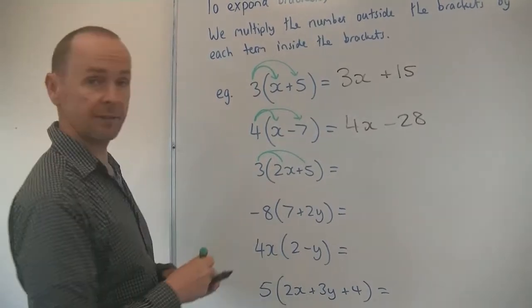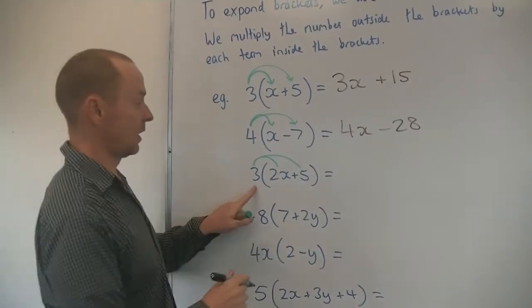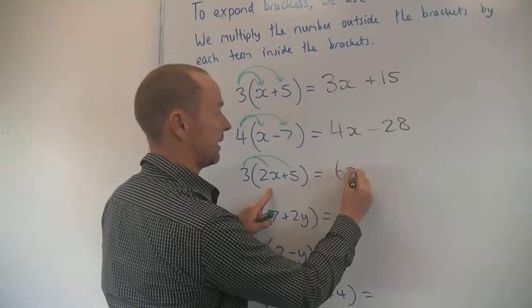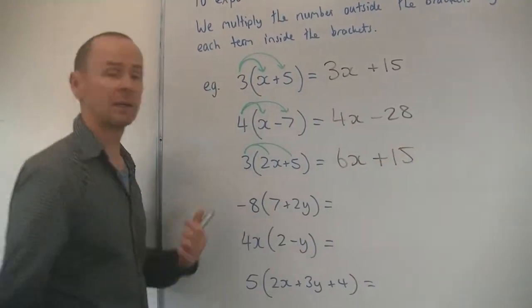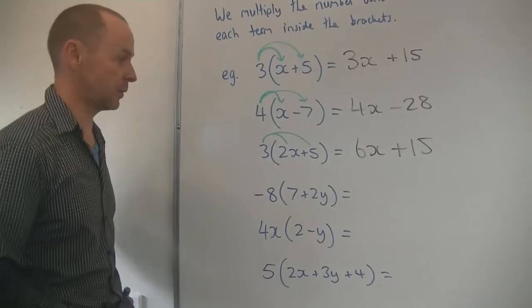Exactly the same process. This is all about the same process. 3 times 2x is 6x. 3 times 5 is 15, so plus 15. As easy as that. How easy is this, everyone?